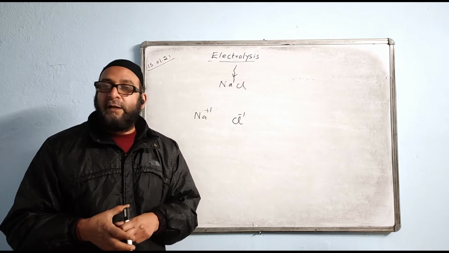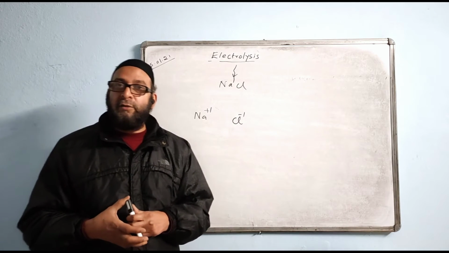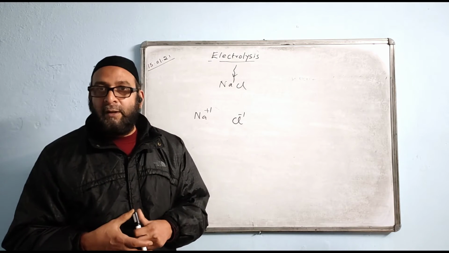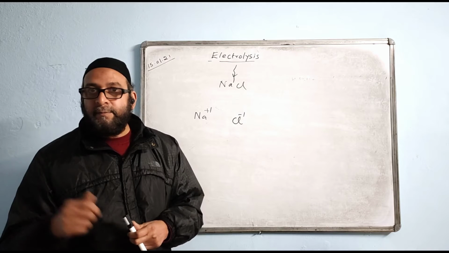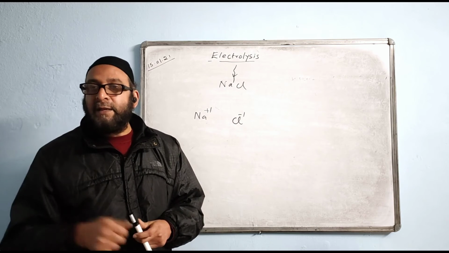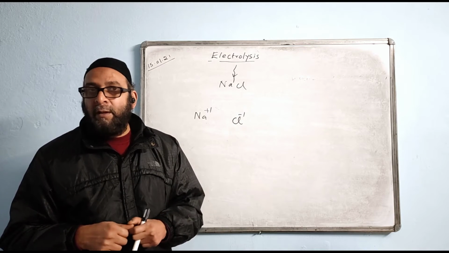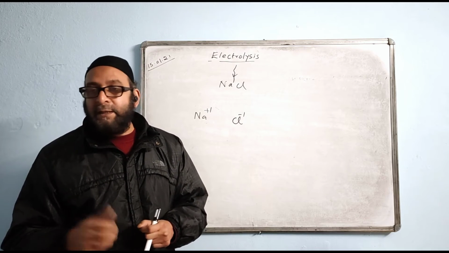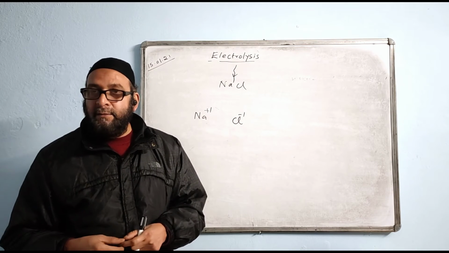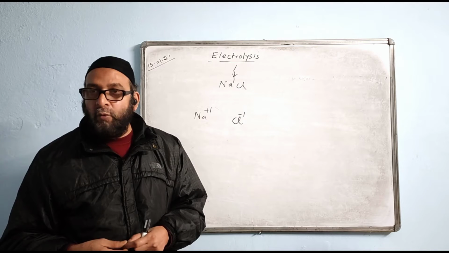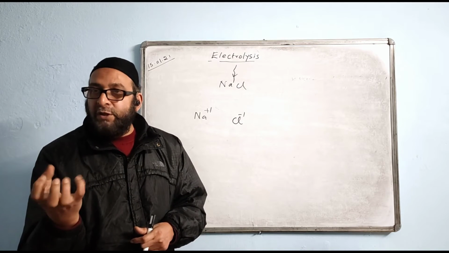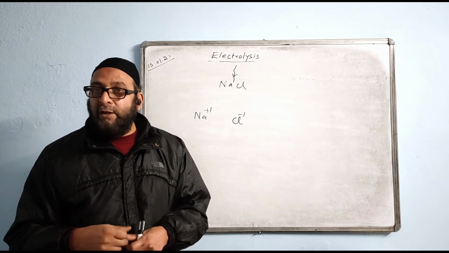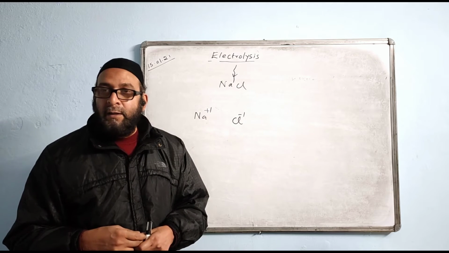What are the processes of ionization? Name two methods of ionization. One is dissolving in water and the other is taking the substance in the molten form. Will ionization take place in the solid state? The answer is no, because in the solid state the force is so strong that it will not form ions. Ionization will not take place.